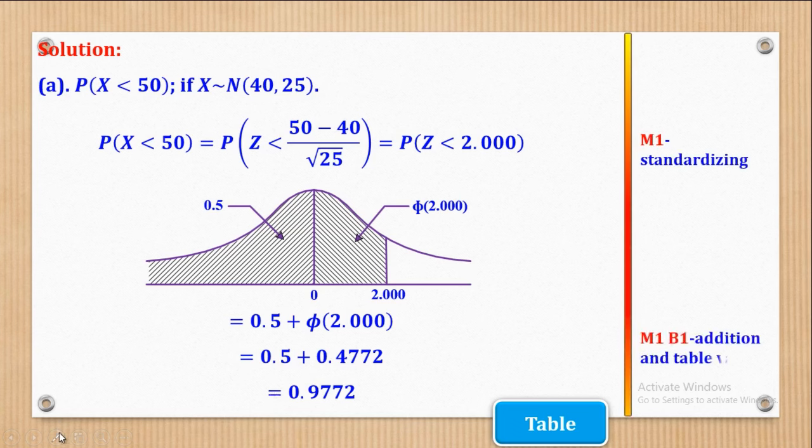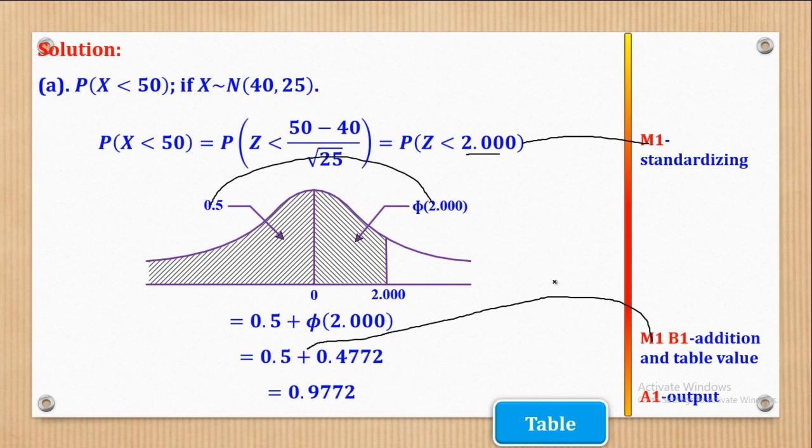Now let's see how much can be awarded. M1 for standardizing, and this one has to be to 3 decimal places. Then M1 for addition, for you to know that you are going to add this probability to this probability. Then B1 for table value, for you to use the table correctly and read off this probability correctly. That is also B1, and A1 for the output after adding. So that has been part A.